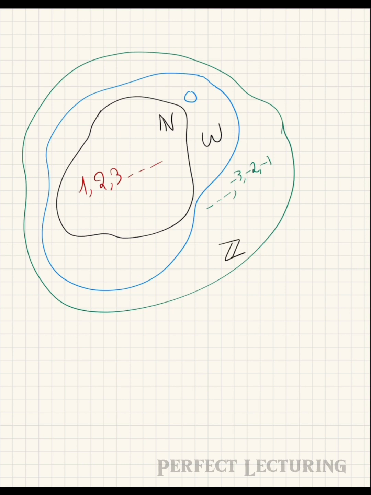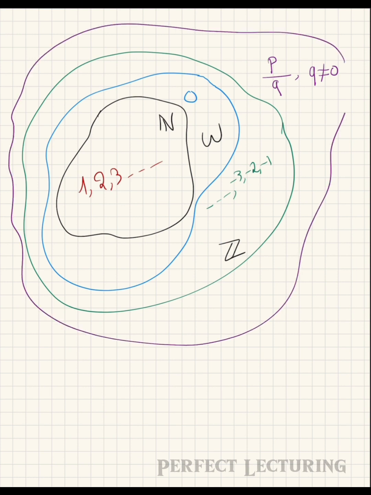Now let us add all the numbers that can be expressed as a fraction, like p over q, provided q is not equal to 0 and p and q are integers. So this means we end up with the set of rational numbers, that is Q. Now, apart from that, are the irrational numbers. So that's a separate set. Let's put it here. So let's call it the set of irrationals.